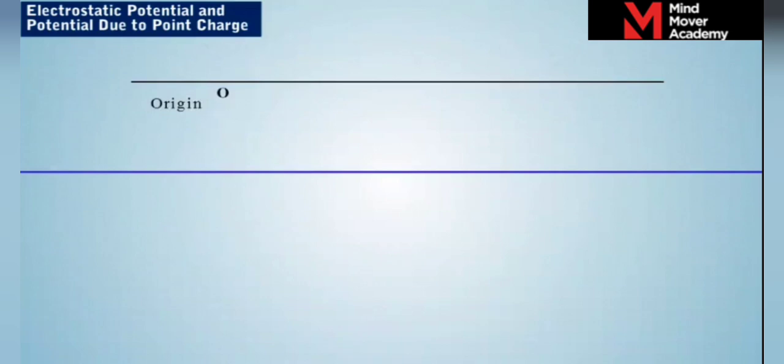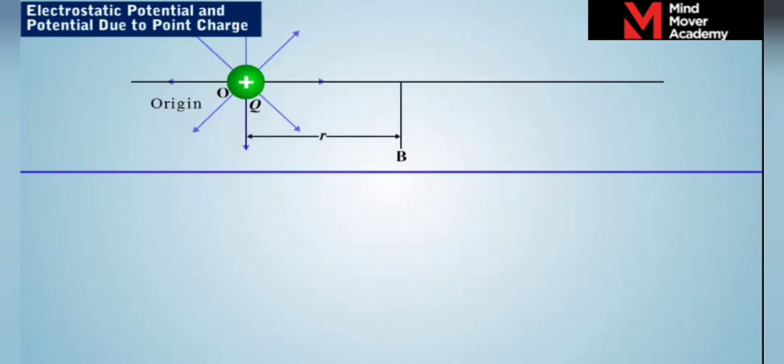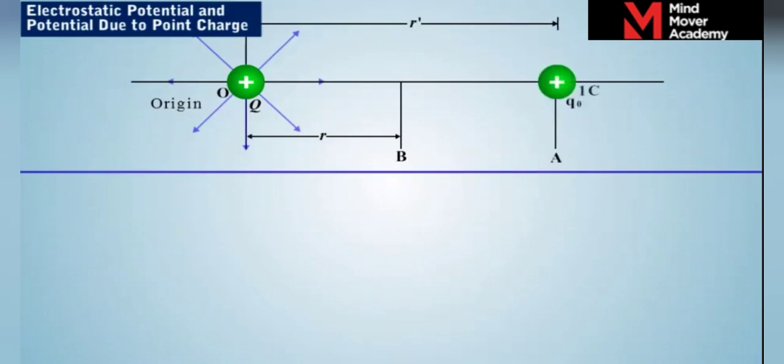Let us obtain an expression for the electric potential V at a point in the electric field of a point charge Q at the origin, using the definition of the electric potential V at a point in the electric field of a static charge configuration. Consider the electric field of charge Q, in which B is a point at distance r from it. Consider the point A in the electric field, which is at distance r dash from the charge Q. Let a unit positive charge Q0 with a charge of +1 coulomb be placed at point A.